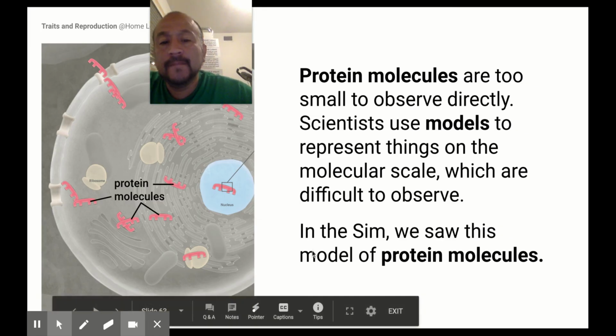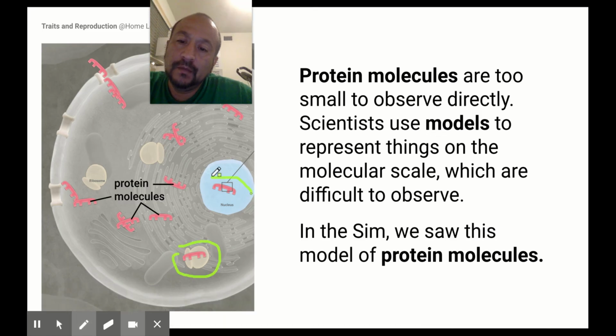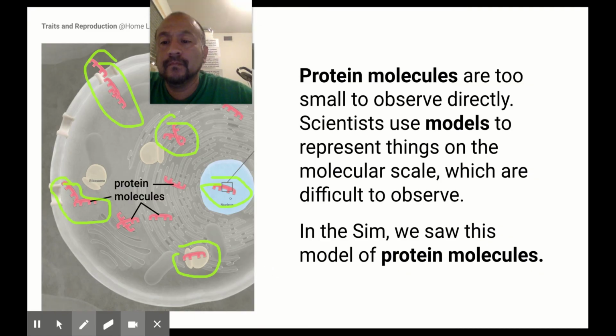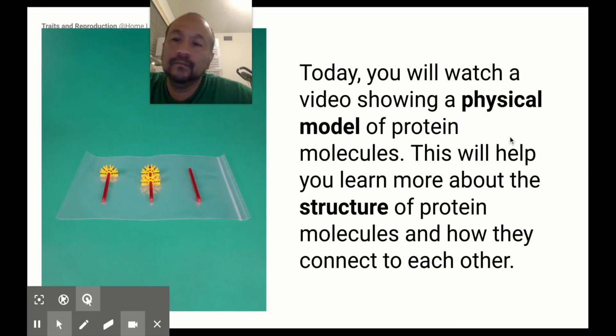So in the sim, we saw this model of protein molecules, and the protein molecules are these little guys right here. They look like cones. These are all protein molecules. So we're going to watch a video that shows a physical model of protein molecules. They're basically going to show you what I've shown you.